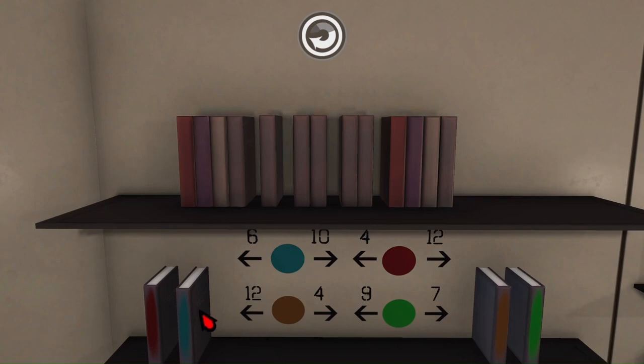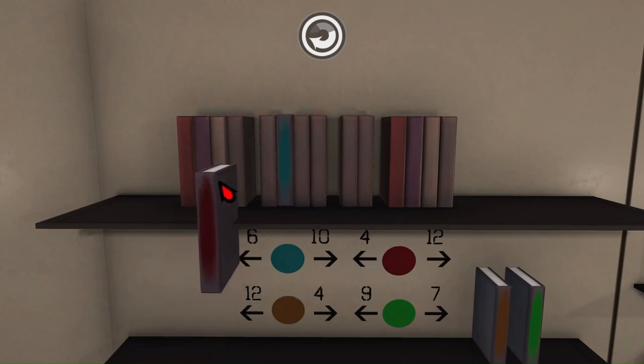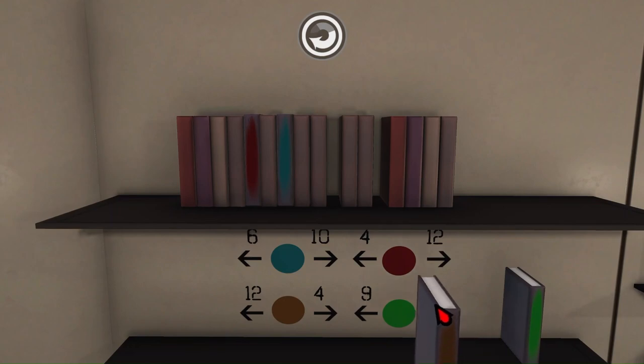Okay, so the blue one has to be 6. 1, 2, 3, 4, 5, 6. But 10. 1, 2, 3, 4, 5, 6, 7, 8, 9, 10. Well, it can only go there, blue. And then red can obviously only go there. That seems a bit too simple, if you don't mind me saying.